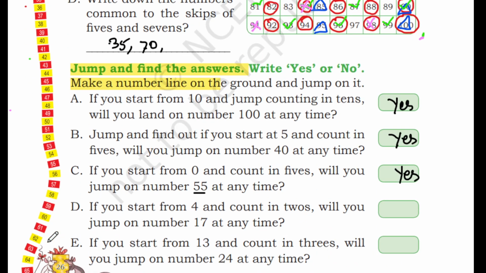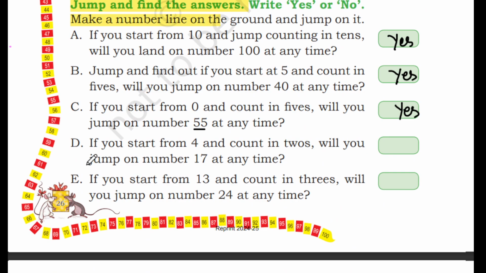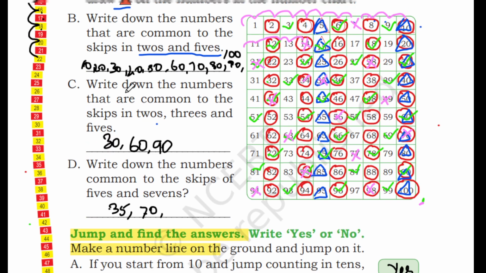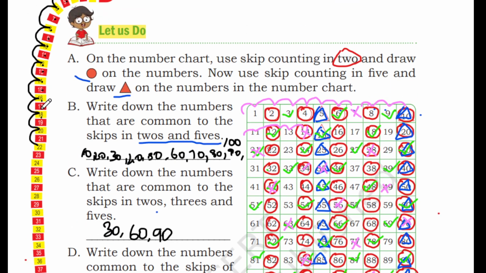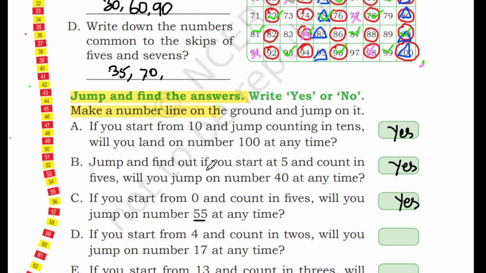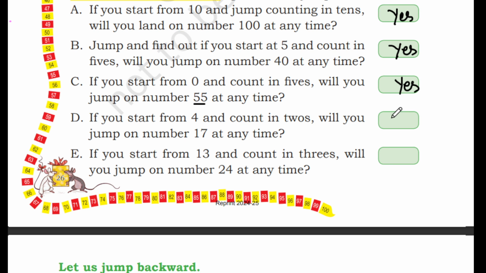But what is the number they are asking? Will you jump on number 17? So will we jump on number 17? No, we are not jumping on number 17. We are jumping on number 18. So for this answer, we need to write no, we are not jumping. Okay. So the next question.